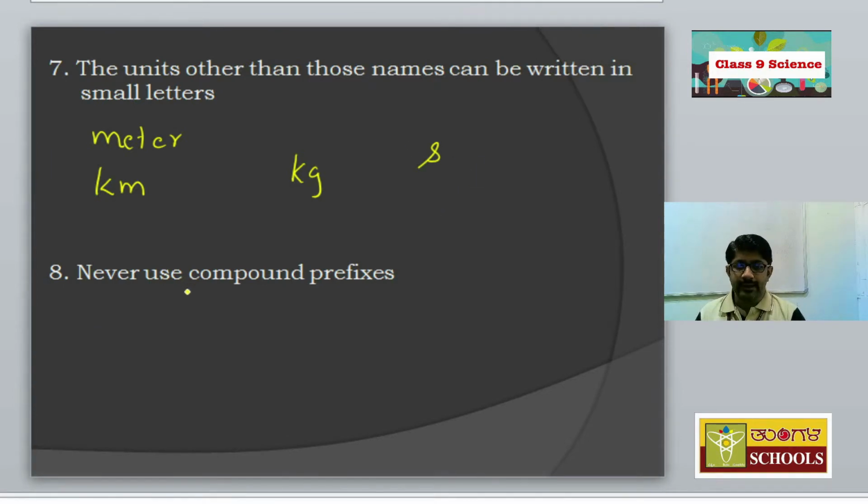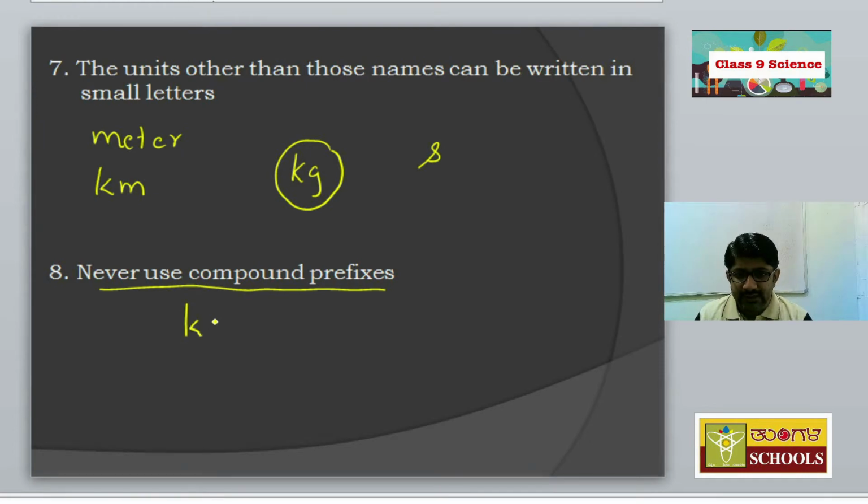Next rule, never use compound prefixes. For example, you take kilogram here again. So kilogram is written. Never use a compound prefix like this. If I use one more thing, M, that is mega kilogram, mega kilogram cannot be written like this. So don't try to use mega and kilo simultaneously. These are called compound prefixes.